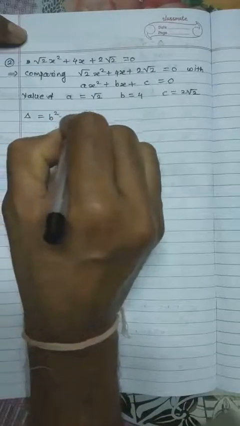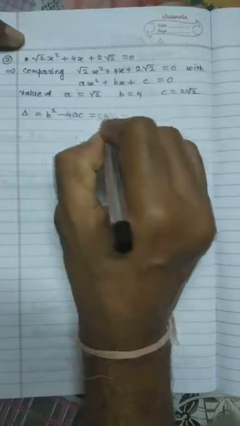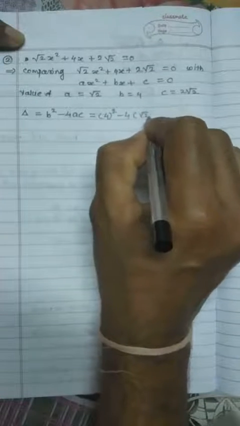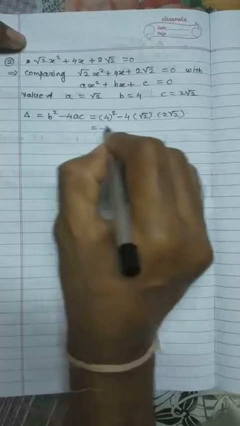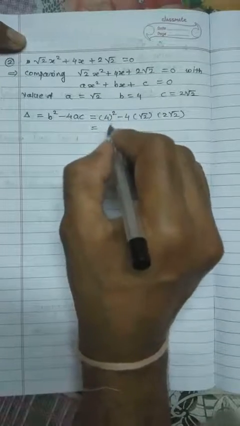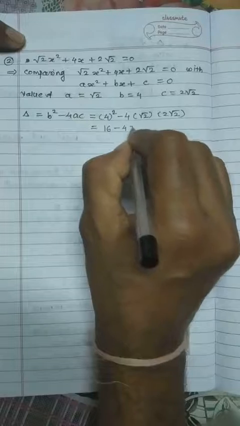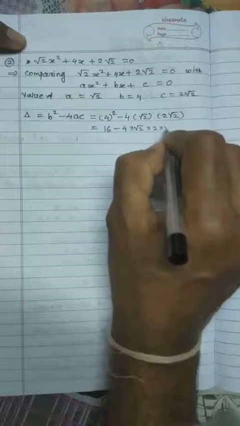Delta is denoted by the discriminant, b square minus 4ac. Therefore, adding the values here, b square is 4 square, then 4 into the value of a, which is root 2, again the value of c is 2 root 2. Now students, listen carefully. 4 square is 16, then minus 4 into this root 2, again into 2 into root 2.